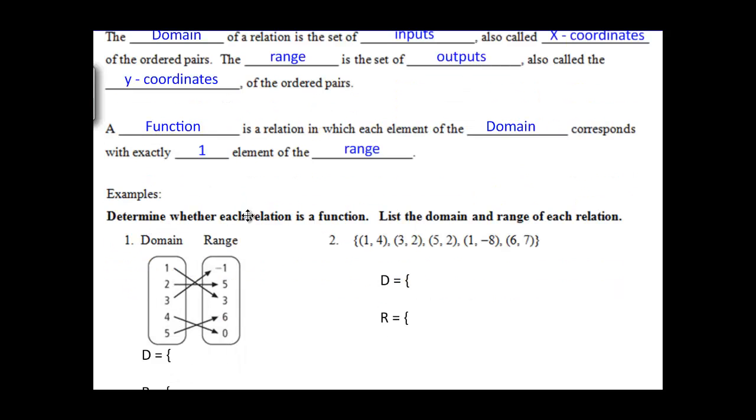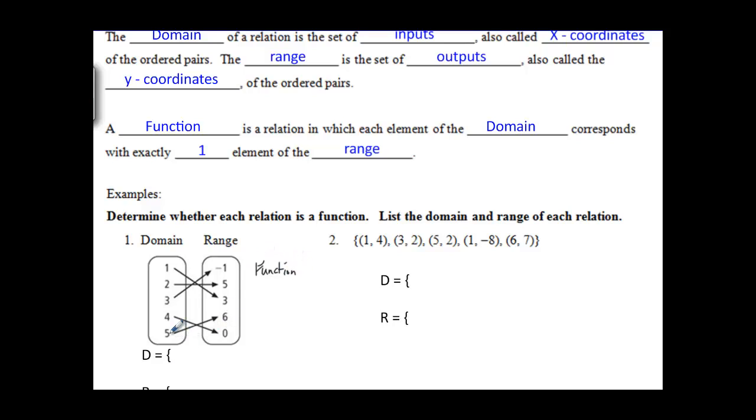So the first one, we want to determine if each relation is a function, and then we want to list the domain and the range of each relation. So first we have to remember that each one of these x's can only correspond to one y. So we have 1, 2, 3, 4, and 5. So we have each x corresponding to one y. So this is a function.